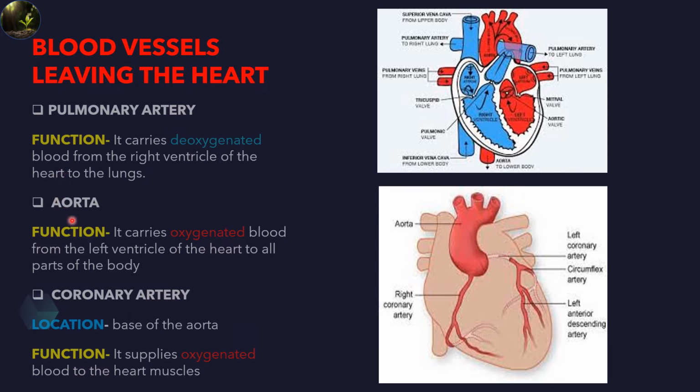Then the next blood vessel leaving the heart is the aorta. You can see in this picture, this is the aorta, right? What is the function of the aorta? What type of blood does it carry? It carries oxygenated blood from the left ventricle of the heart to the different parts of the body. That is the function of the aorta. Then the other blood vessel, that is the coronary artery.